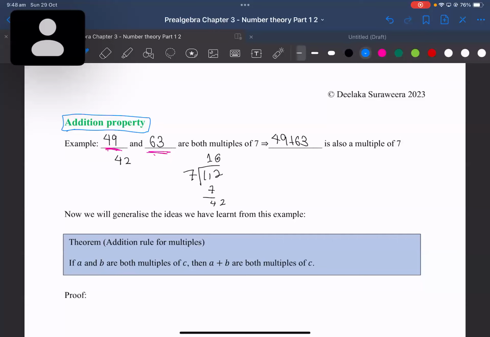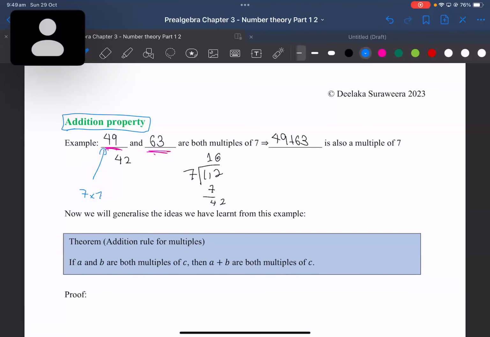But look at this. 49 is 7 times what? 7. 63 is 7 times? 9. And when you add them together, it ends up being 7 times 16, which is 7 times 7 plus 9. You're literally just adding up these 2 numbers together. So 7 times 7 plus 7 times 9, 7 times 7 plus 9. So it stays a multiple of 7. It's an important thing because you're just adding 7 sevens to 9 sevens, so it's 16 sevens in the end. So if 2 numbers are multiples of 7, when you add them together, they are also a multiple of 7.